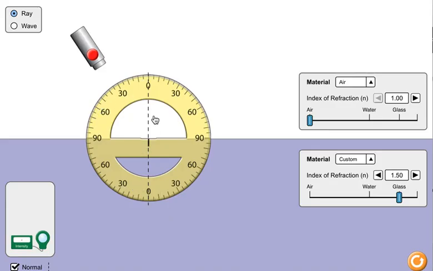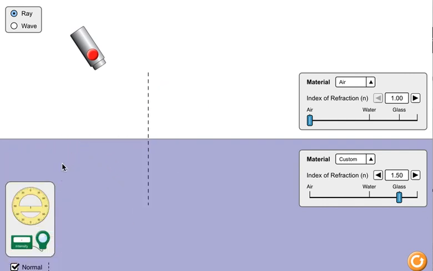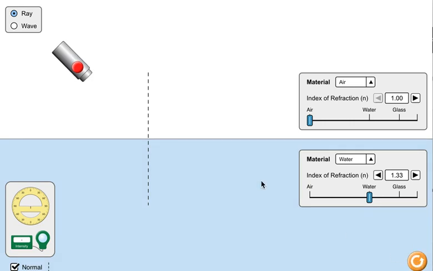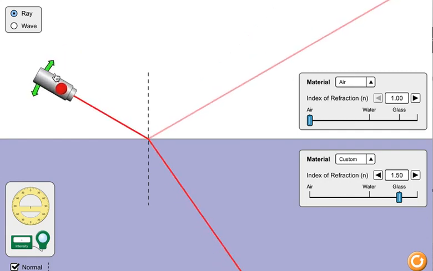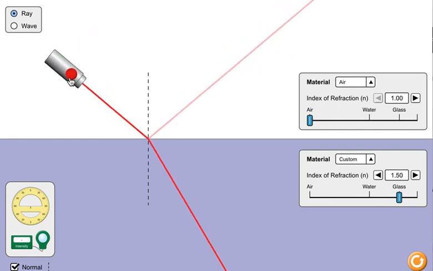So when you click on this, you'll see something like this. Let's reset it. So it will look more like this when you first go to it. And you'll see that we've got two different materials. This one up here, the white one, is set as air, and the one down the bottom is set as water. So I'm going to change this to start off with to glass. And what we've got up here is a laser, and you can move this around. And this is what we're going to use for our experiment to do with reflection today.